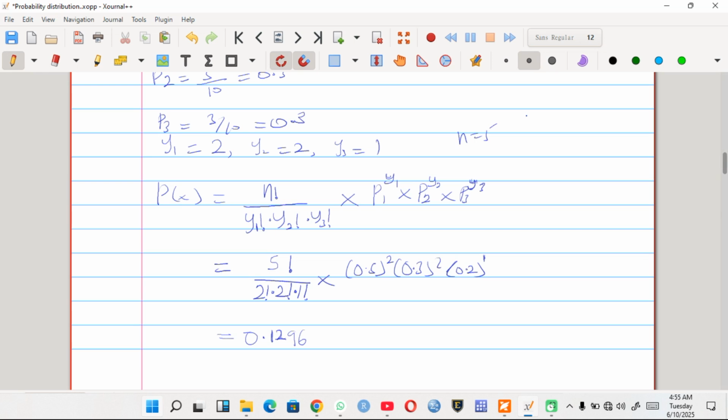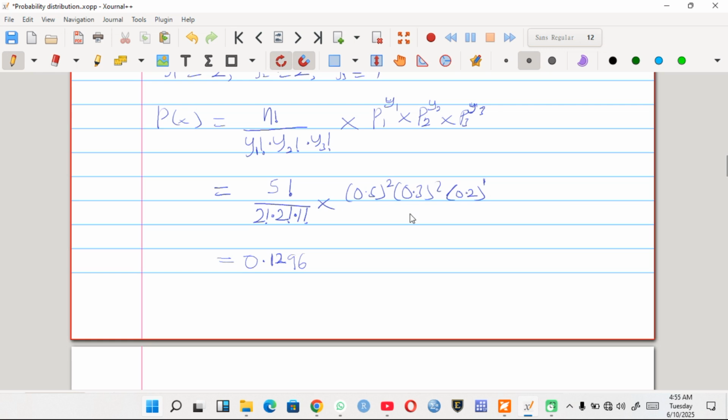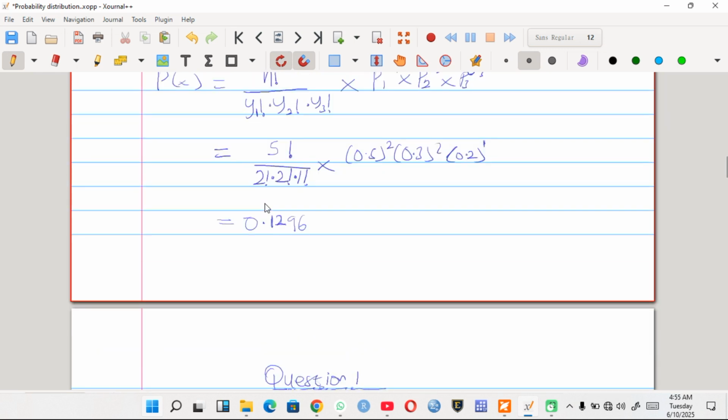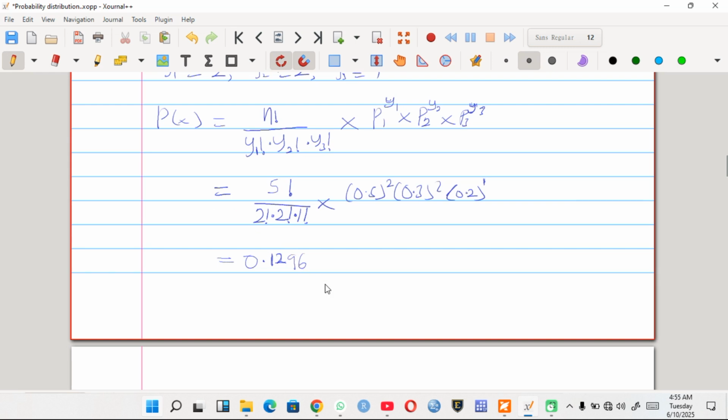Right? So here we have n factorial divided by y1 factorial times y2 factorial times y3 factorial, all times p1 raised to the power y1 times p2 raised to the power y2 times p3 raised to the power y3. Once we have this, we just put the whole of this inside the calculator, and then we get our final answer to be 0.129. So basically, this is what I want us to learn today for the multinomial distributions.